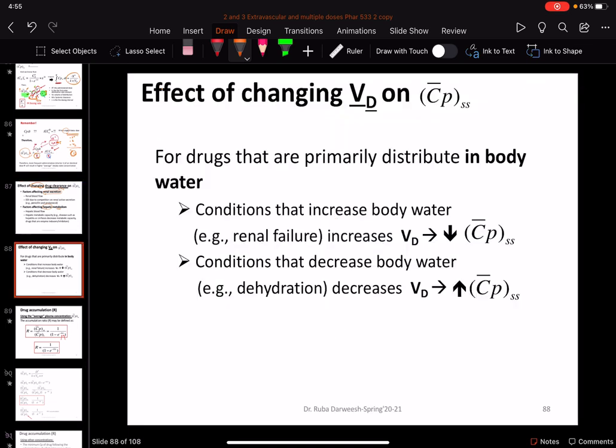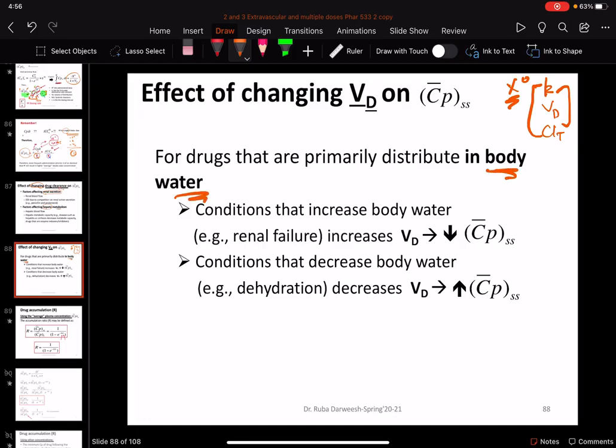What would be the effect of the volume of distribution? Again, all the time we were assuming that K, VD, total clearance, and also the dose are not changing. But what if they were changing, or what if there was less volume of distribution? What would be the effect on the average steady state? And those are the examples of that.